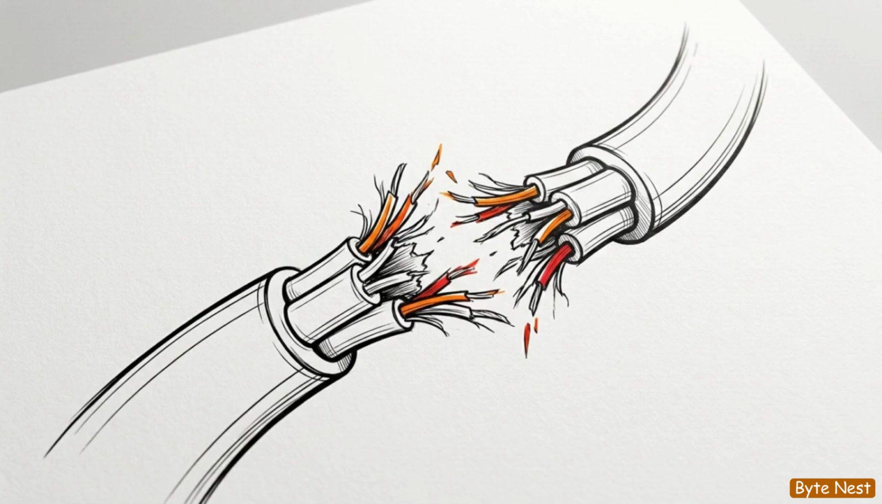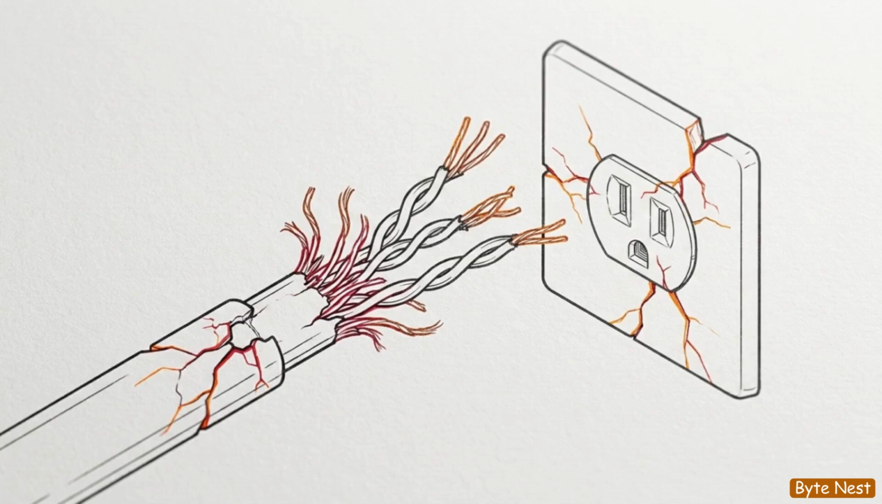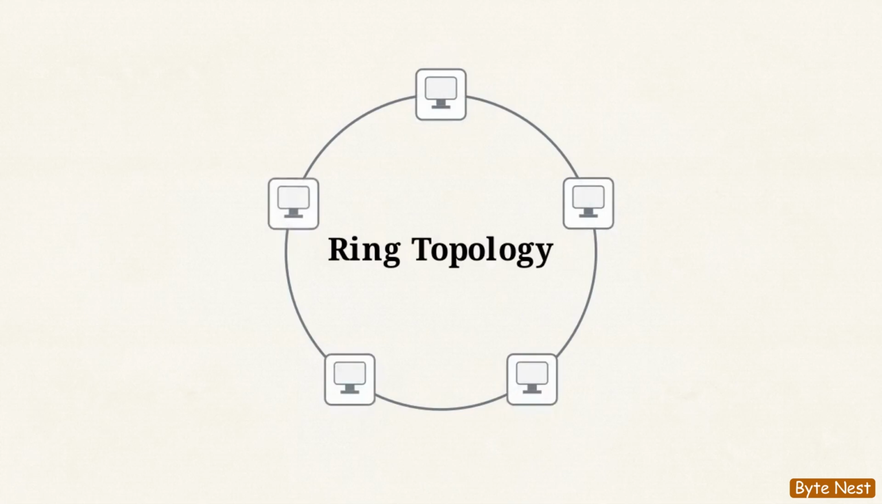Worse, if that main backbone cable breaks at any point, the entire network goes dark immediately. The bus topology serves as a legacy lesson in bottlenecks. It proves that minimizing your cable costs completely sacrifices fault isolation and operational stability. Here in this diagram, we have the ring topology.